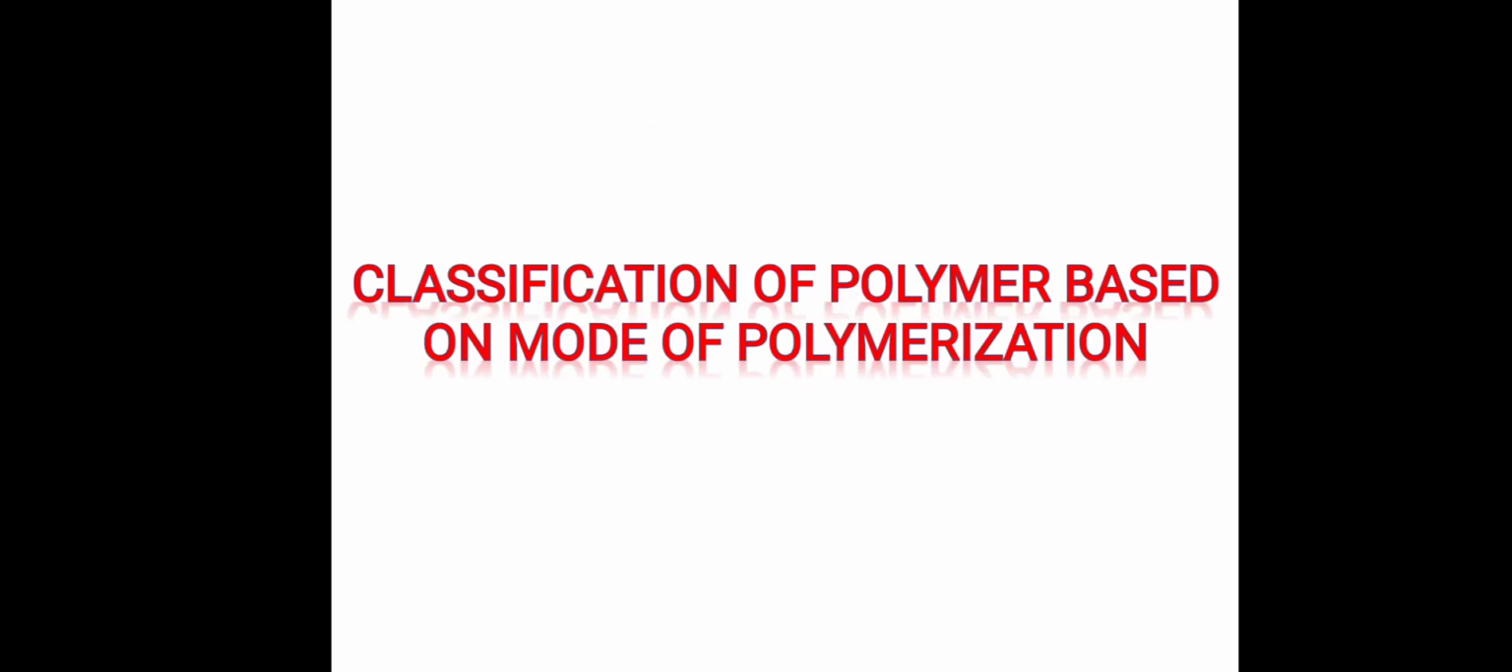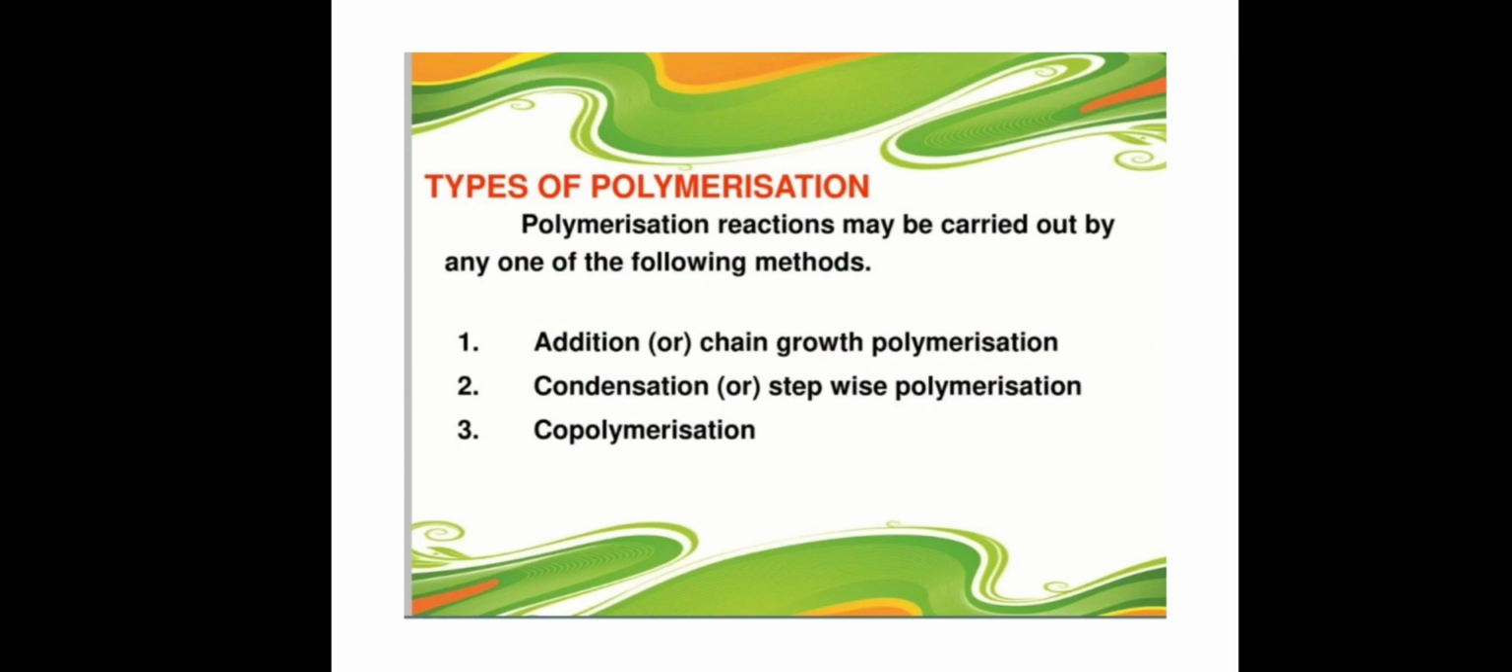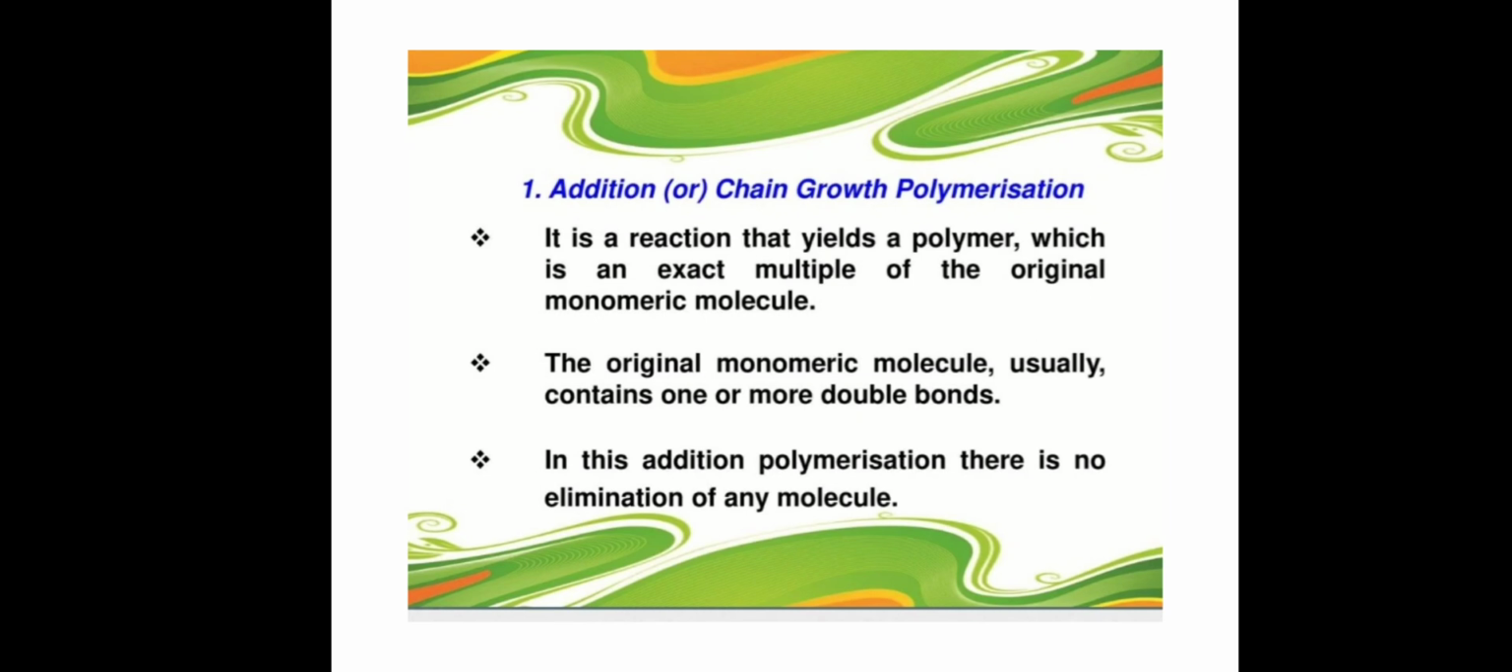Classification of polymers based on mode of polymerization. There are three types. One is addition, the second is condensation, and the third is copolymerization. Addition, otherwise called chain growth polymerization, is a reaction that yields a polymer which has an exact multiple of the original monomeric molecule. The original monomeric molecule usually contains one or more double bonds.